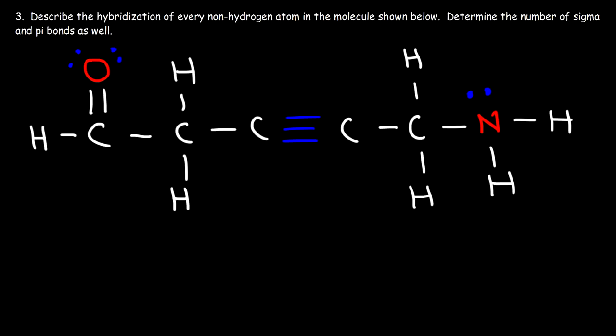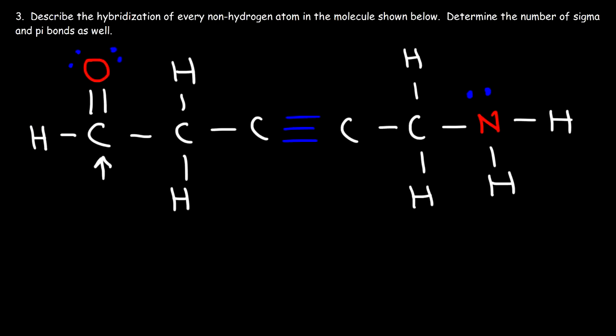Describe the hybridization of every non-hydrogen atom in the molecule shown below. Determine the number of sigma and pi bonds as well. So go ahead and try this. So let's start with the carbon atom. What is the steric number of the carbon atom? The steric number will be the total number of atoms attached to that carbon atom and any lone pairs on it. So it's 1, 2, 3.